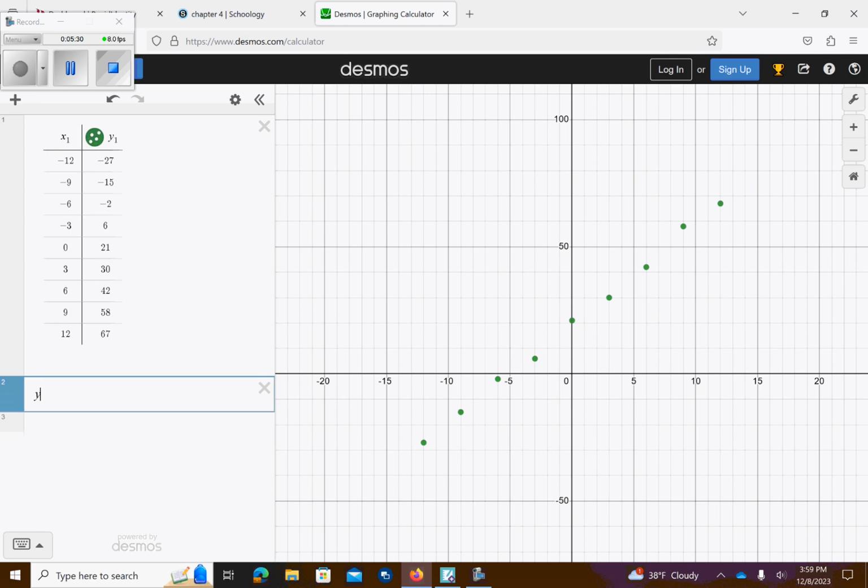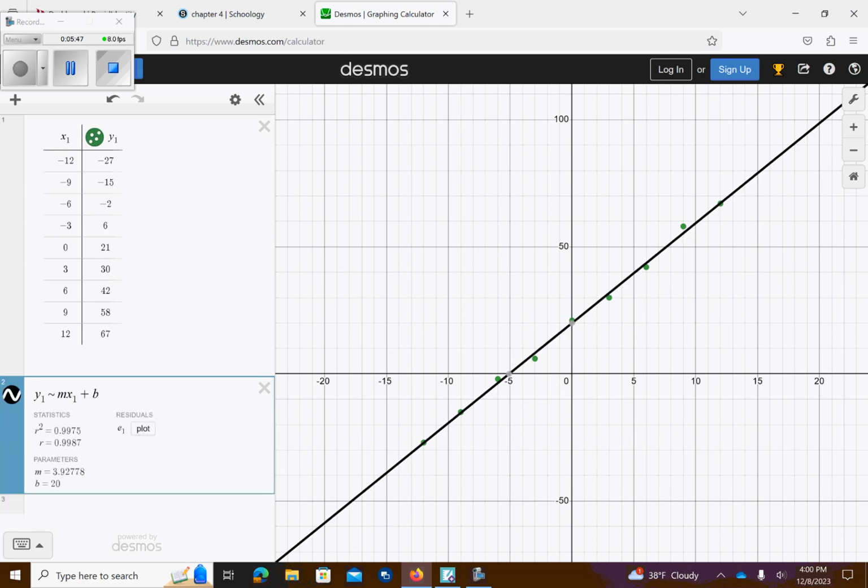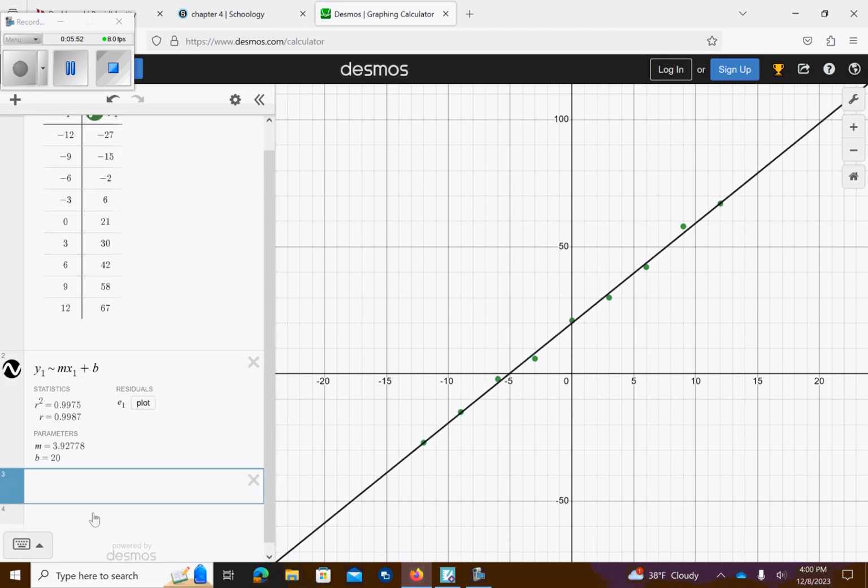So I'm going to go Y1 because our top value up here is Y1. And I'm going to use tilde, so shift next to the 1. It's called tilde. MX1, I'm using X1 because this is X1 here, plus B. And this, my friends, is my line of best fit.